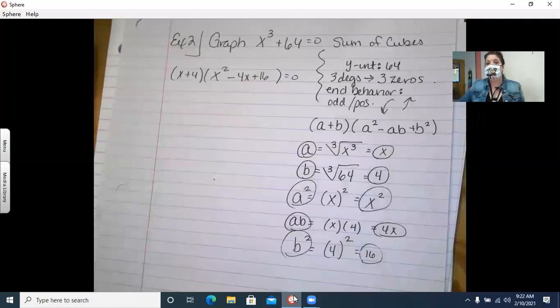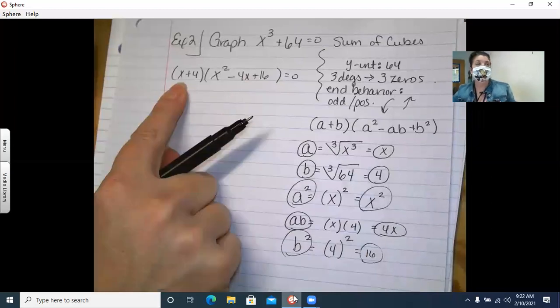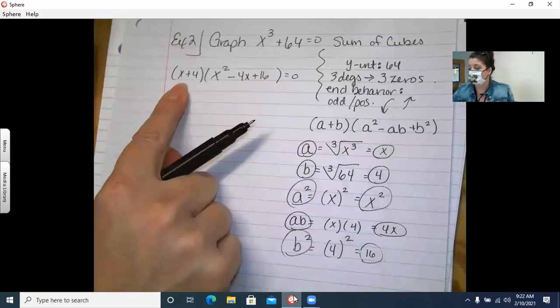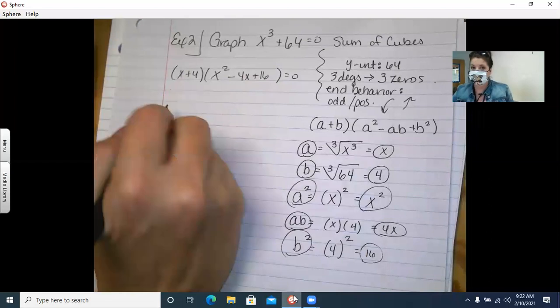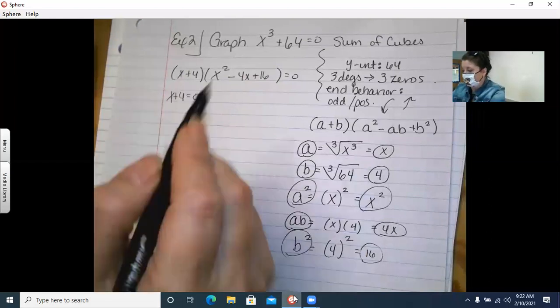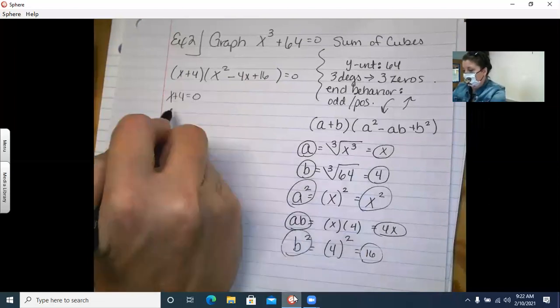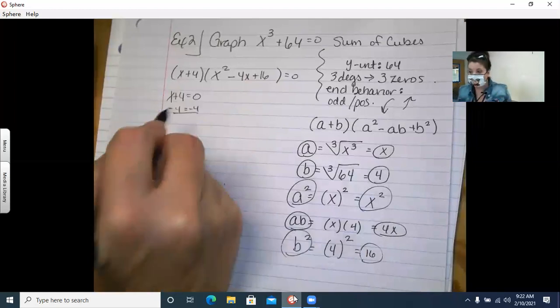I know I'm supposed to have 3 solutions. Right now, one of my factors, x plus 4, I can set that equal to 0 and solve for x, right? What am I going to get? -4. So I know one of my solutions.